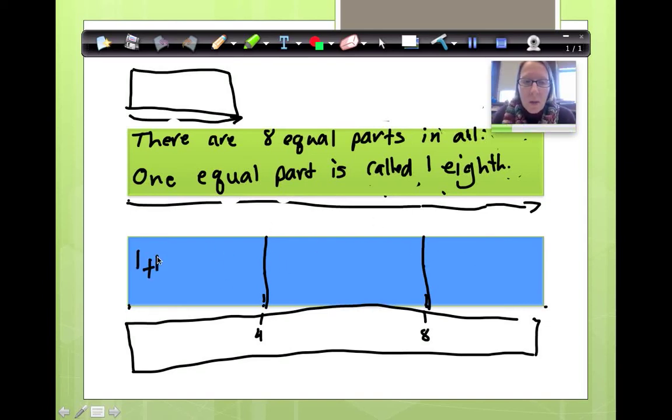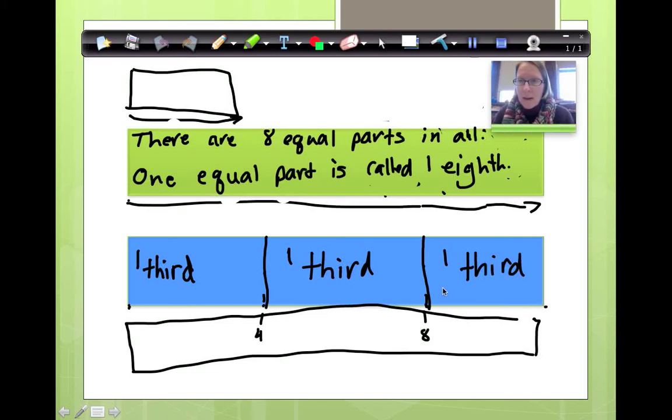So label your fraction strip 1/3. Okay, now I'm going to erase. You are going to turn your paper over so we can write on the back what we need to write.